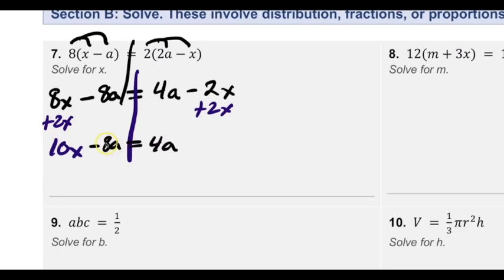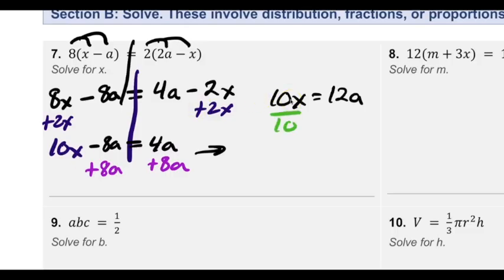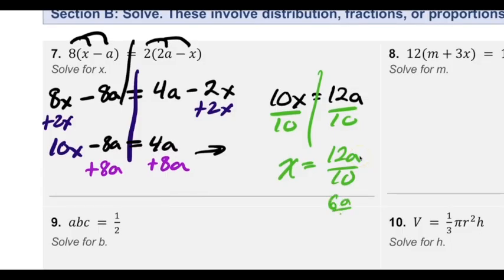Now let's get rid of that 8a. Let's add 8a to both sides. And we're going to get 10x equals 12a. And we're just trying to get x by itself, so let's get rid of that 10. So divide by 10, divide by 10. What I do to the left side, I do to the right side. And x equals 12a over 10. Or if you want, divide them both by 2, and we're going to get 6a over 5. A little reduced. And there we go.